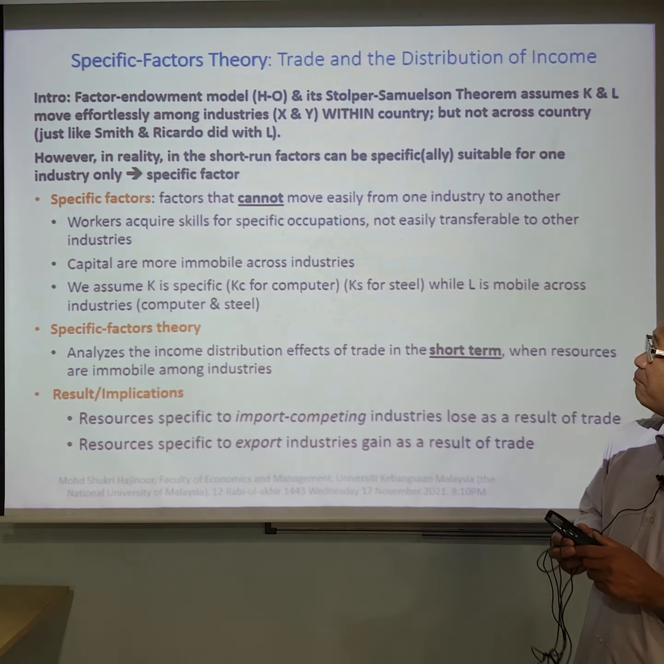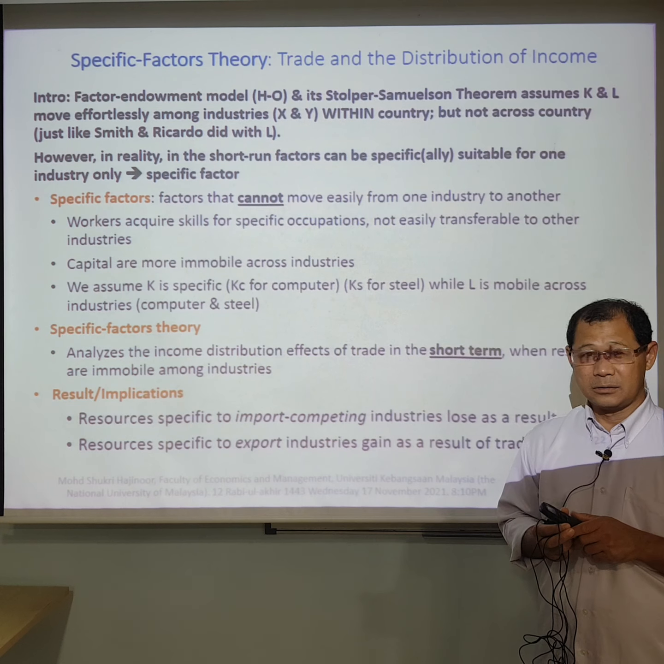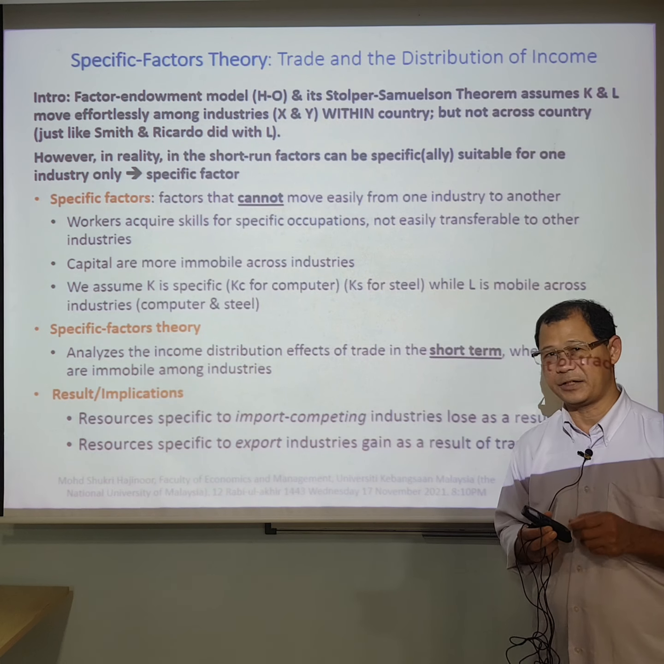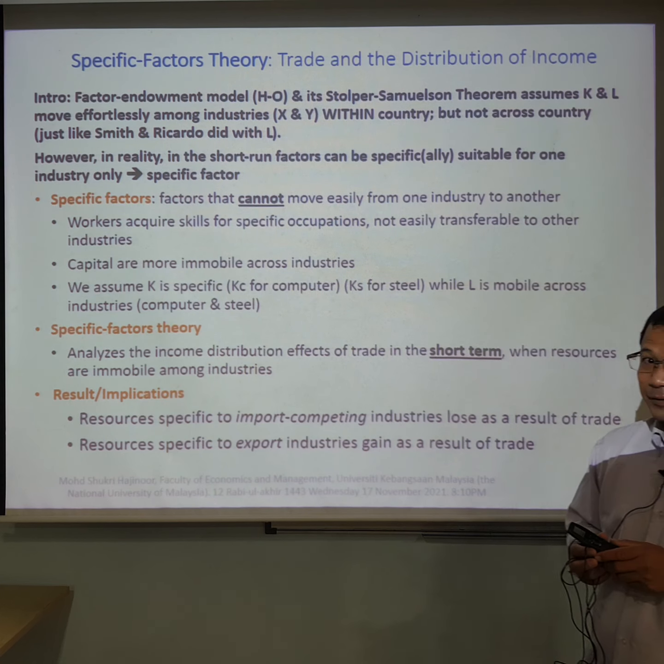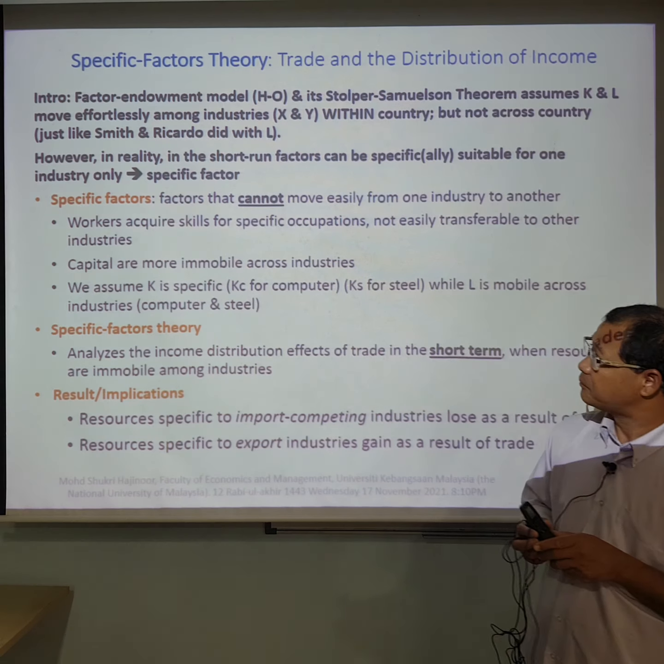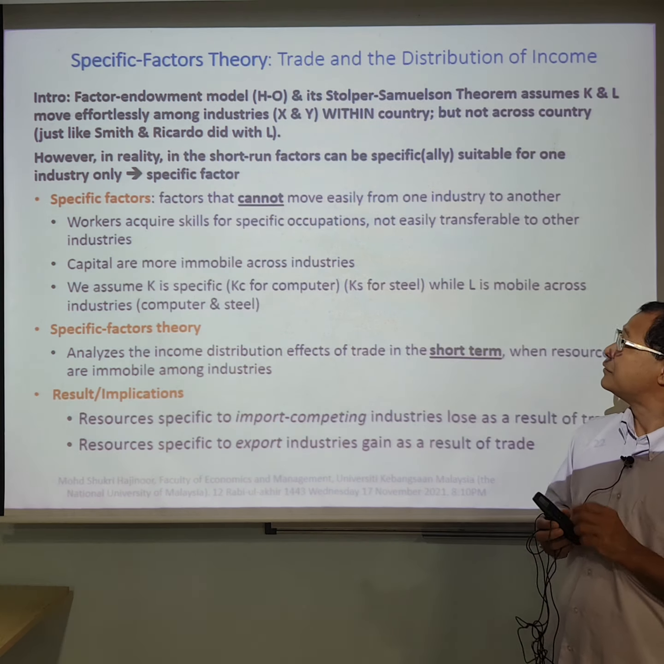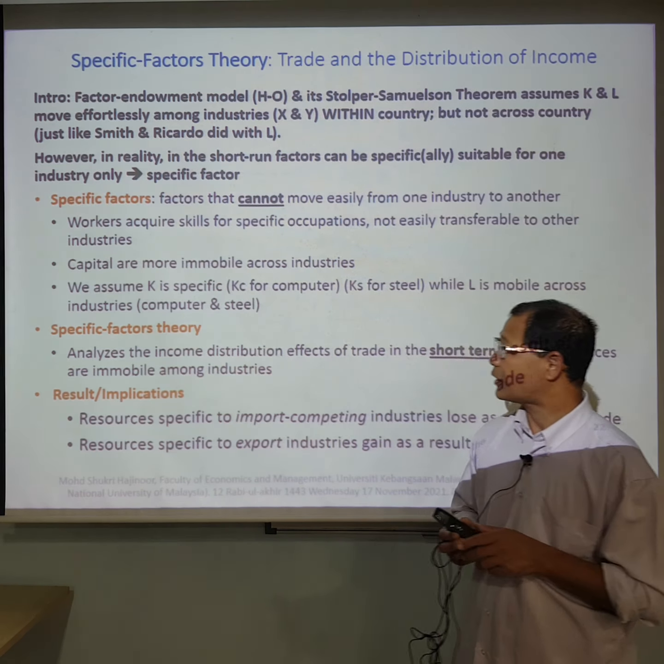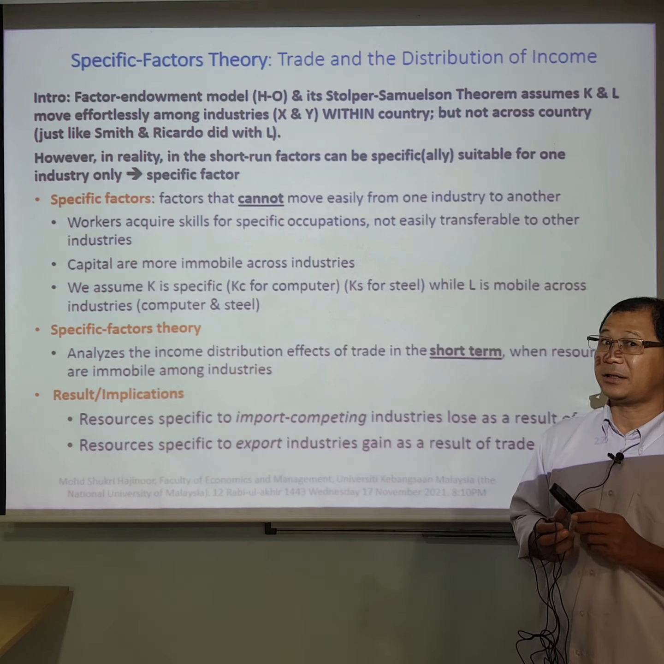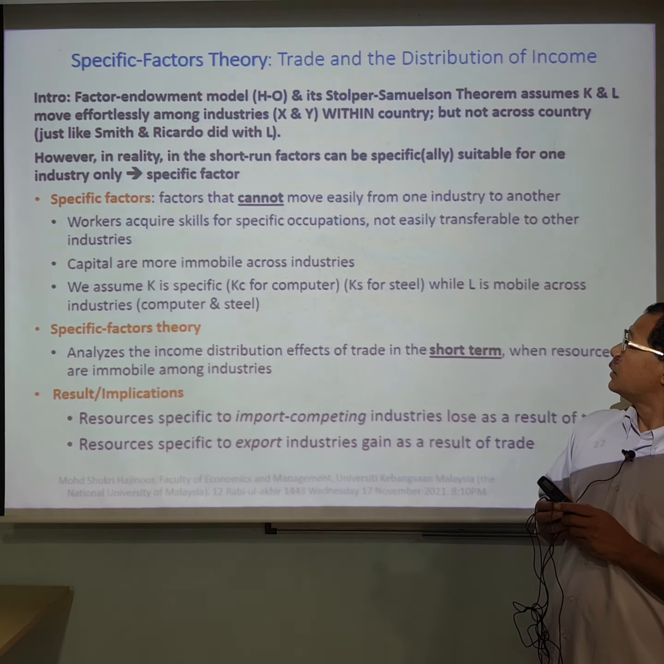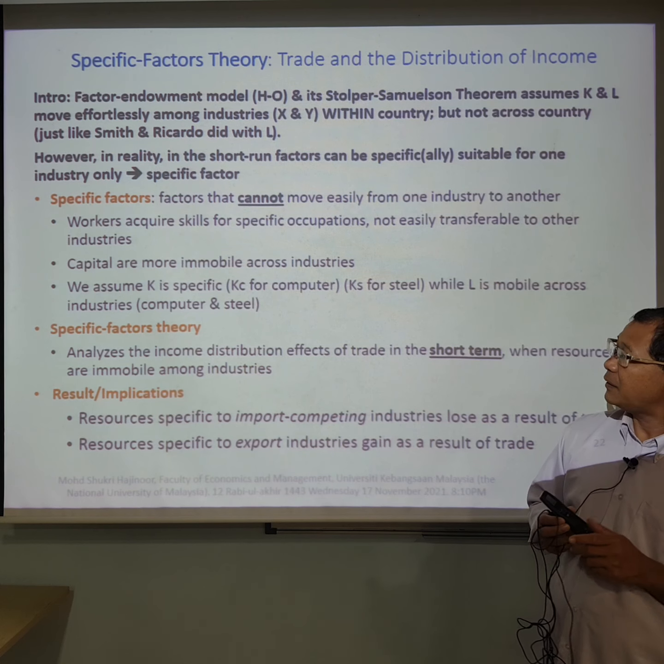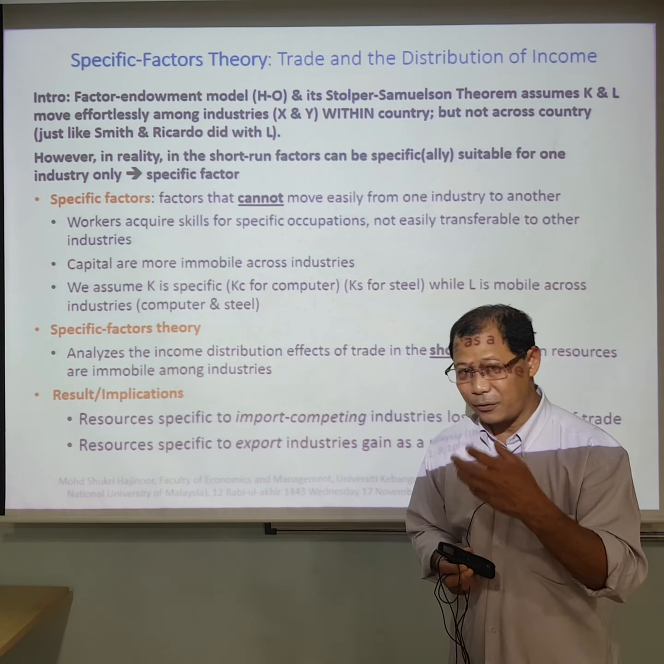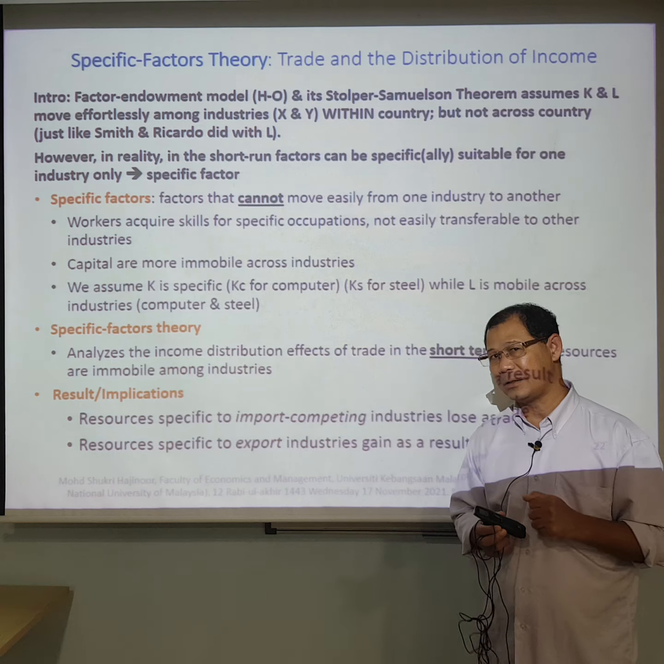However, in reality, in the short term, factors can be specific or suitable only for a specific industry. That gives us the specific factor: factors that cannot move easily from one industry to another. Workers, for example, acquire skills for specific occupations, not easily transferable from one industry to another. Capital, even more. Capital is more immobile across industries.